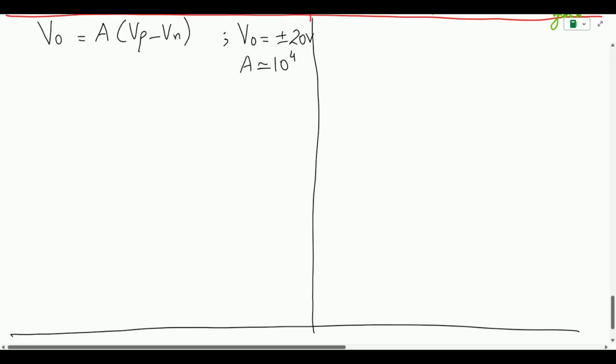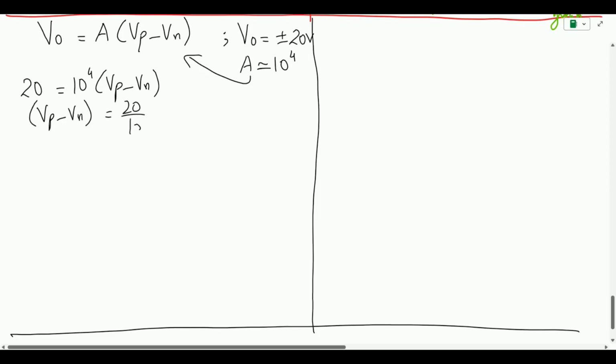So if we input these values into this equation, what do we get? We get 20 volts as the output, the gain comes out to be, let's say, 10 raised to power 4, and then we have the input as the difference Vp minus Vn. So Vp minus Vn comes out to be 20 divided by 10 to the power 4, which is 2 millivolts. Now you can see that the input voltage is just 2 millivolts compared to the output voltage of 20 volts. It's a huge gap, and we can say that this 2 millivolts is negligible compared to the output voltage.